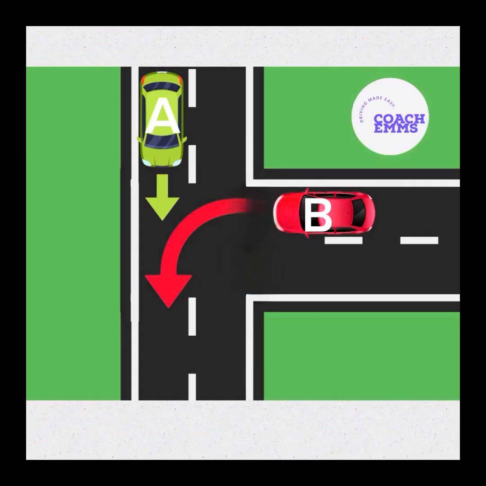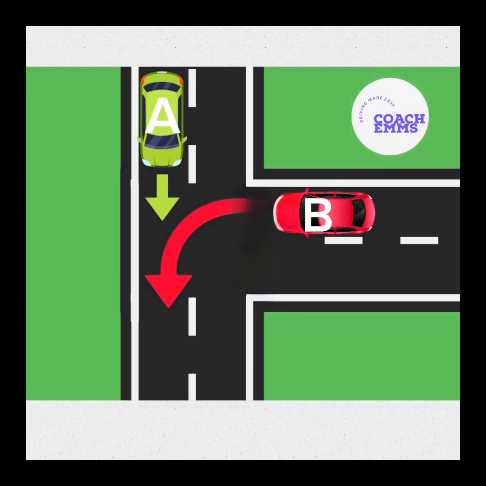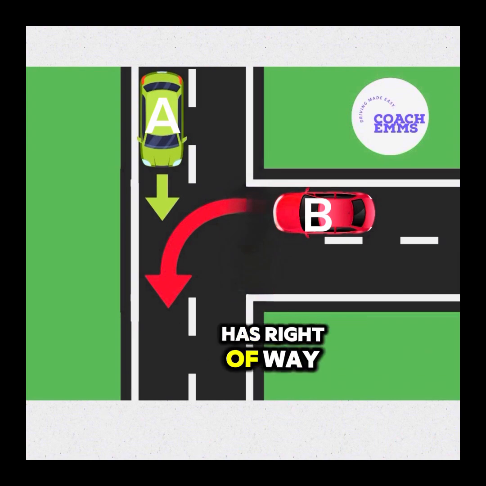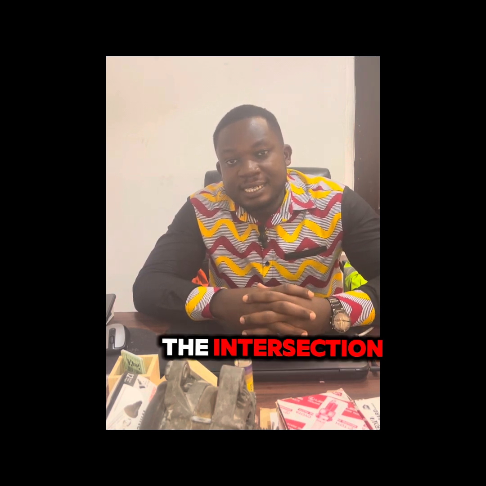Scenario number one. Now if you look at this closely, who do you think has right of way? I'll give you a few seconds to think about it. Yes, it is very, very obvious. Vehicle A has right of way. And the reason being that Vehicle A is maintaining its lane throughout the course of the intersection.